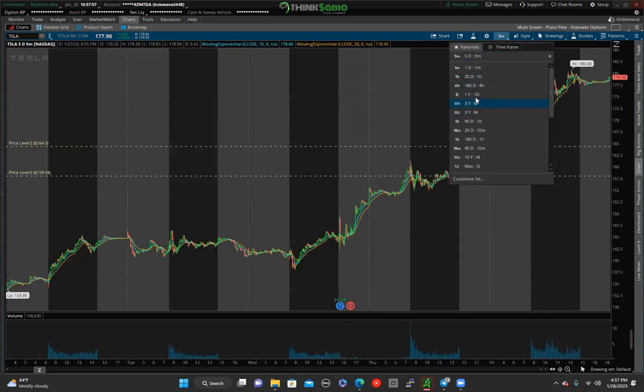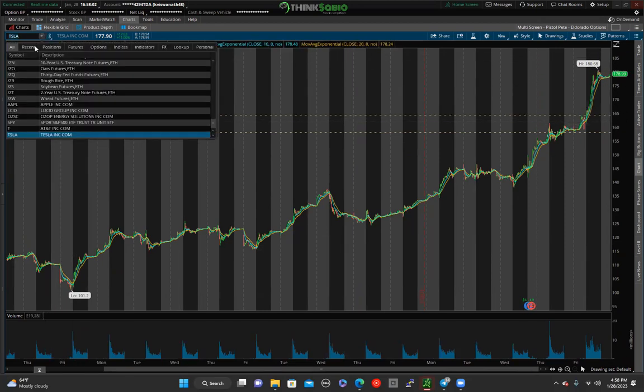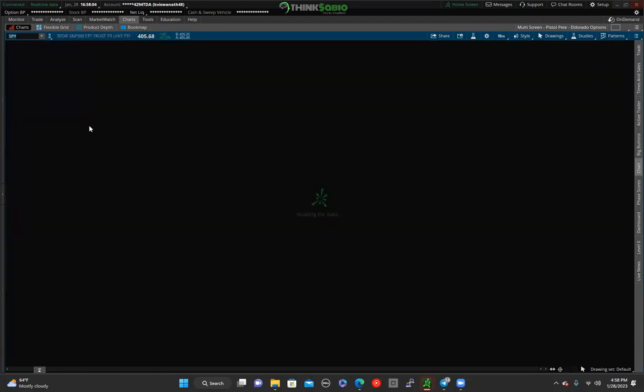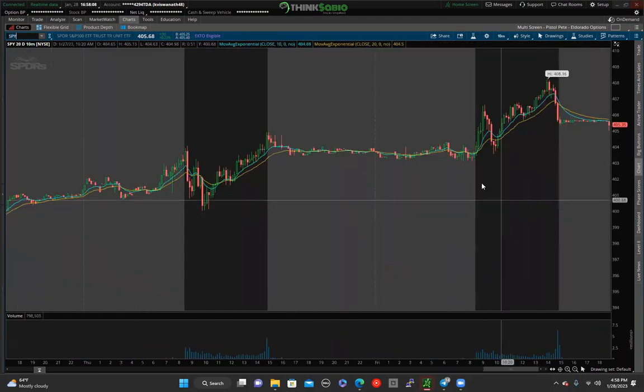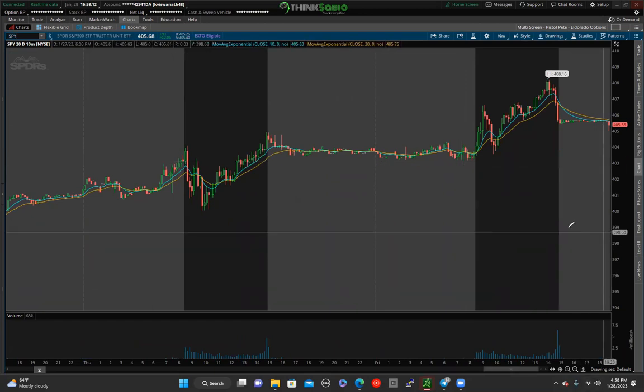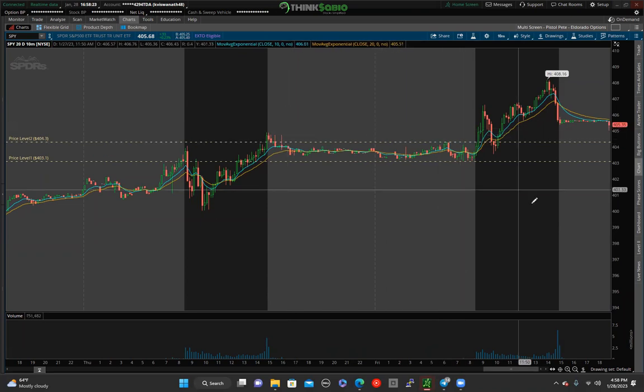Or you can also go back like 20 days, and then you'll see Tesla is just going up, so it's a bad example. But let's take SPY, for example. So you can say the pre-market low is this, right? This is my stop loss, the pre-market low is my stop loss, and the pre-market high, this is my entry.